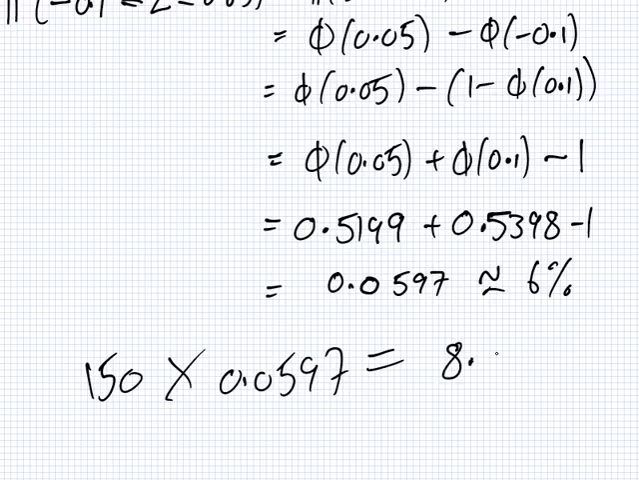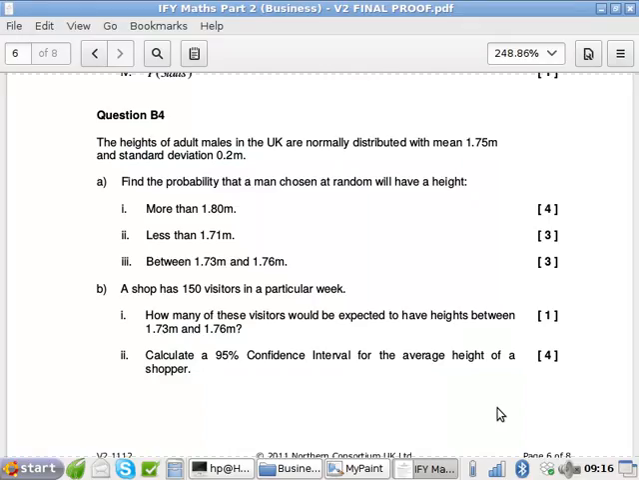Ah, no, this is interesting. 8.955. You're saying that so confidently. Nobody thinks it could be 9? Just in case? Yeah. So we have to read the question very carefully to decide if we round up or if we round down. How many of these visitors would be expected to have heights between 1.73 and 1.76? It's a bit difficult, but I think 8 might be the right answer because we don't quite have a 9th person. But let's see what the marking scheme says.